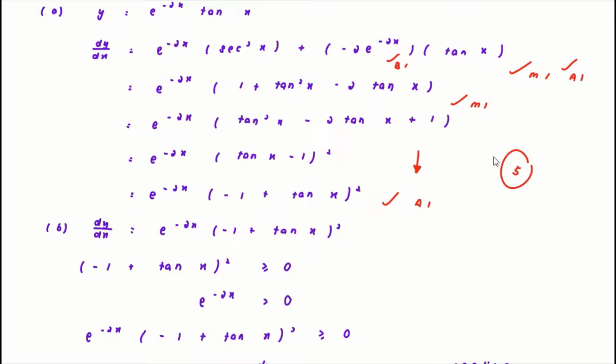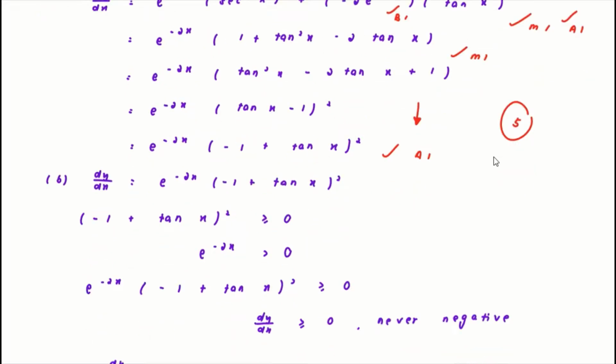Then continue for part B. You just need to justify. The idea of justifying is basically these three things. Make sure that you write that after you square, you should get greater than or equal to 0. The exponential should be greater than 0. So when you multiply them together, it should be greater than or equal to 0. That gives you B1, so that's 1 mark.